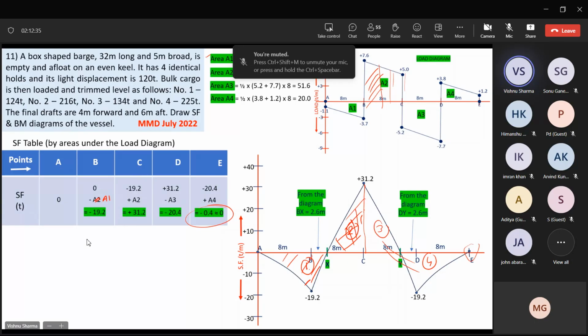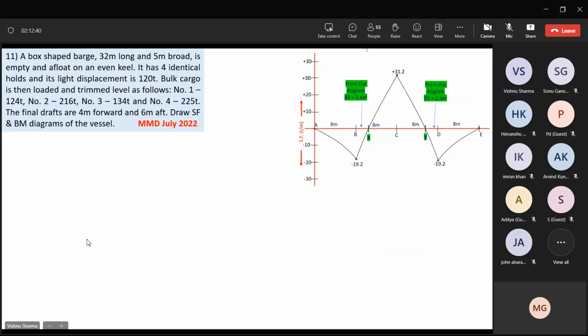Now I'll take you to the BM of it. What I have done is, I have divided it into certain areas. Area 1, area 2, area 3, area 4, area 5, and area 6. I have divided this curve into 6 areas, beta, so that you can understand clearly how the SF BM table is made. And then I have calculated these areas.